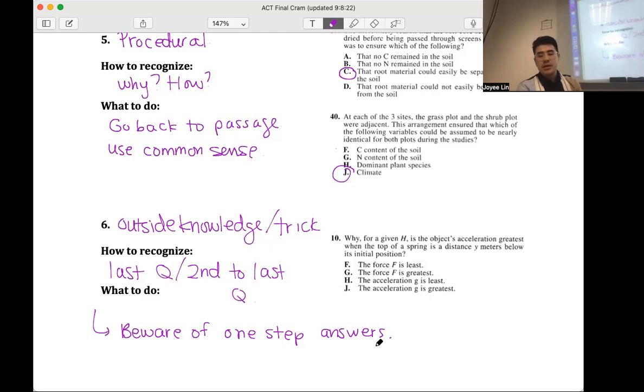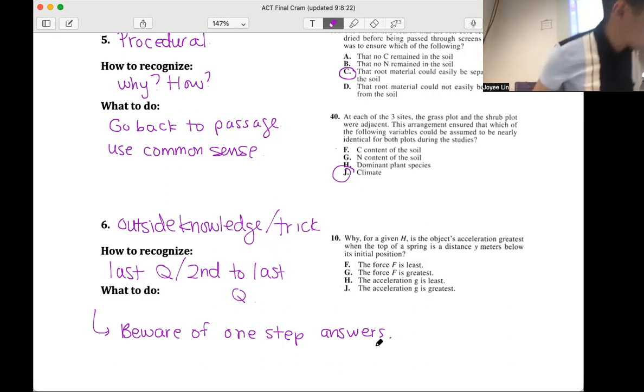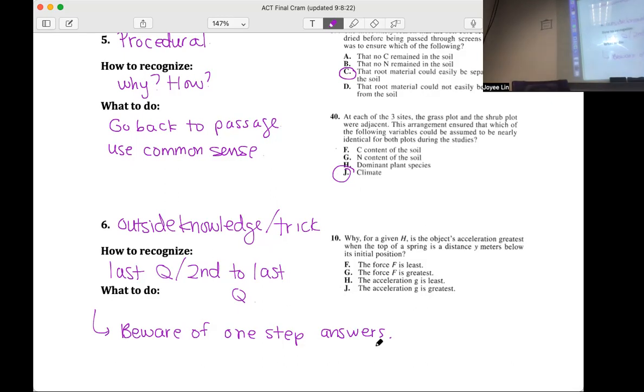So I included an outside knowledge one. Take a look at that and tell me which one you think is the best. G? G. Yeah, the force is the greatest, G. Outside knowledge, right? Gravity is basically constant around Earth, roughly between 9.81 and maybe 9.79 when you're at the top of a mountain or something. But gravity is constant on Earth.